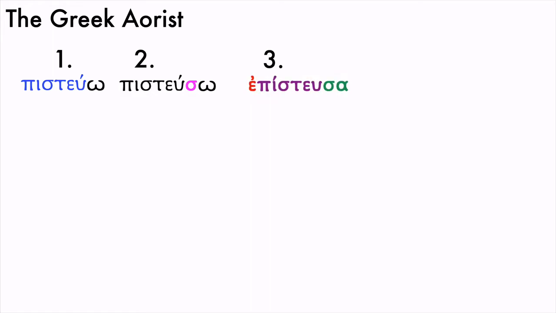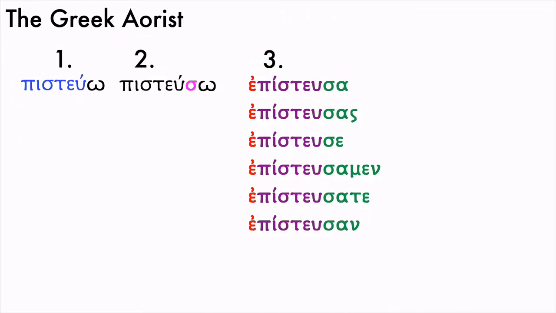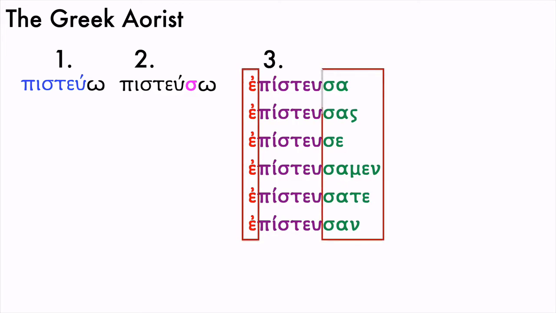This should be easy. Let's take pistuo, to trust. Pistuo in the future becomes pistuso, and in the aorist it will be epistusa. We have that augment, we have that sigma alpha ending, and we'll just keep all the same endings that we learned for the elusa. So again, you see, here's our temporal augment, and here are our new first aorist endings.